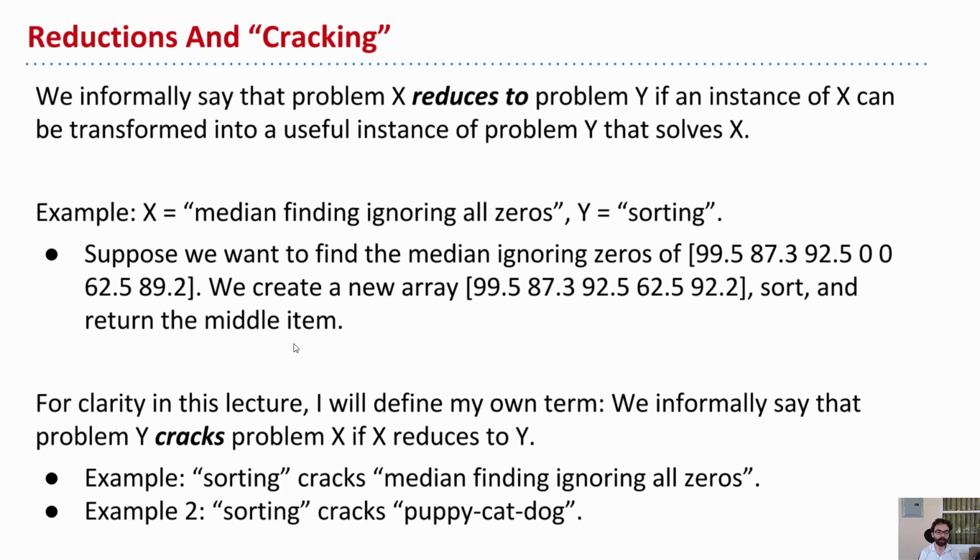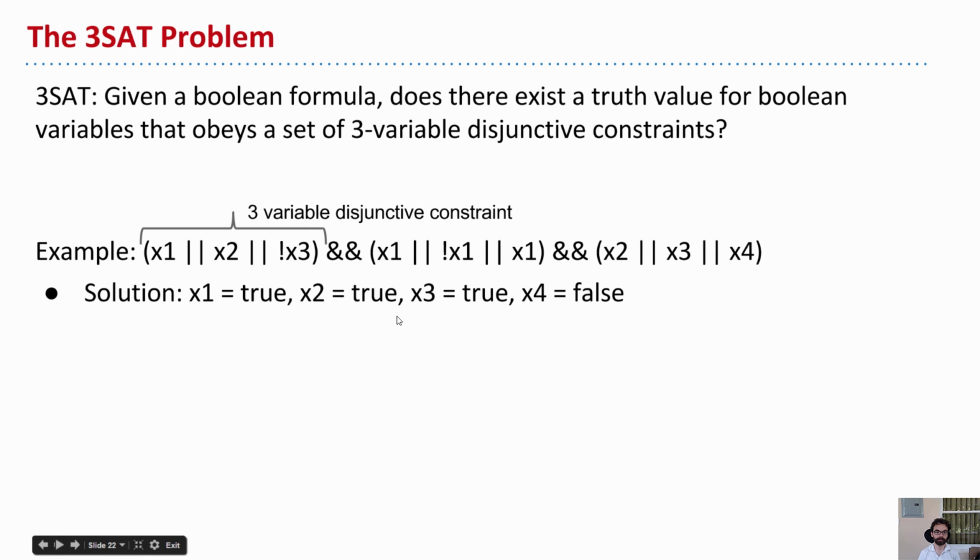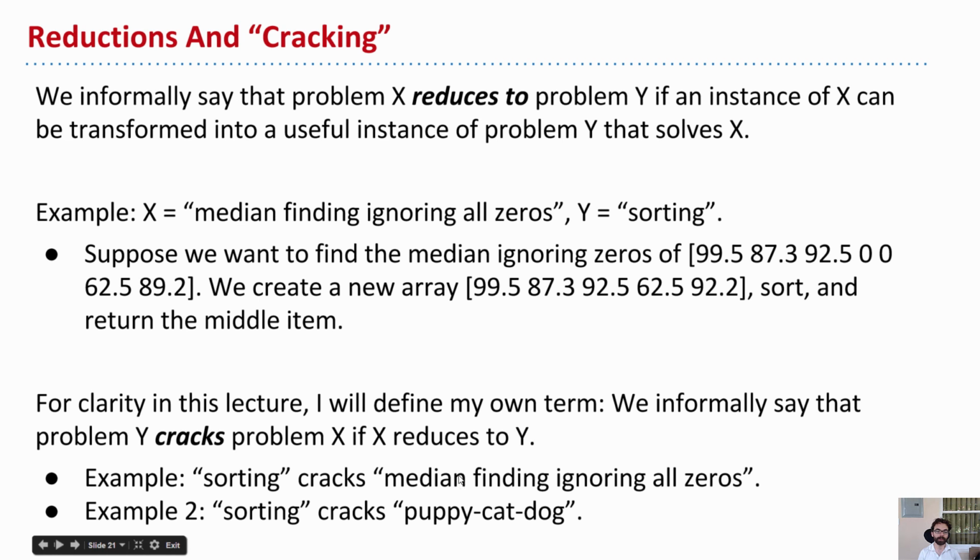Another example we had from before, we've seen this already in our earlier lecture, the problem of sorting also, by the way, cracks the problem of puppy, cat, dog. And that was an insight we used to place a fundamental limit on the sorting problem. So what we're going to do here is introduce out of nowhere another problem called 3-SAT. And the reason we're going to do that will become clear soon. So hopefully the notion of cracking makes sense.